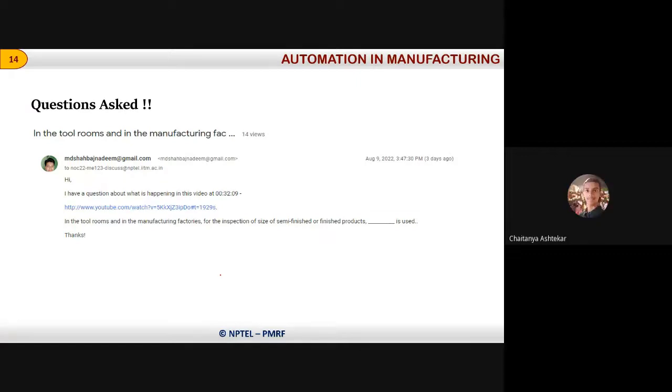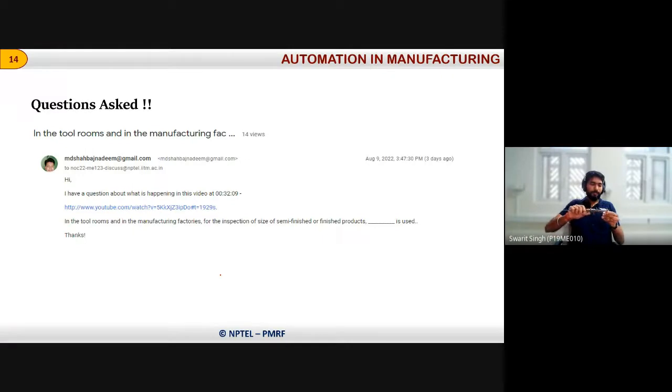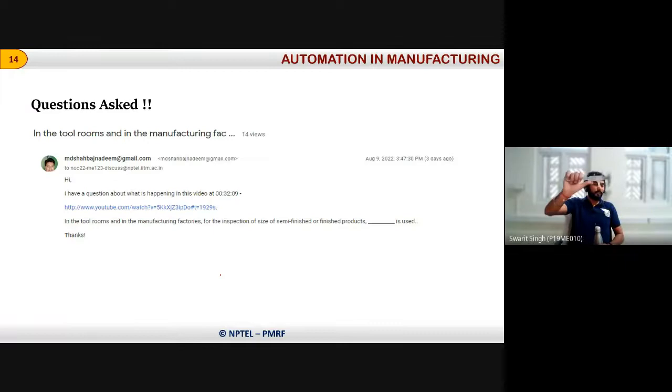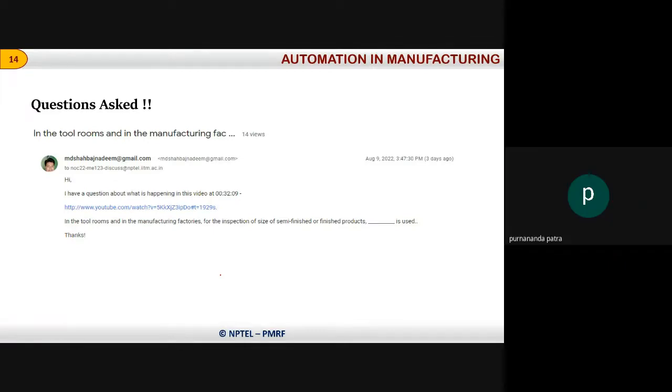Yes, sir, we have seen it in the physics lab. So why do we use this Vernier caliper? Suppose this is a shaft, and we want to measure the diameter of this shaft. So we use this Vernier caliper, right? Is it or not?